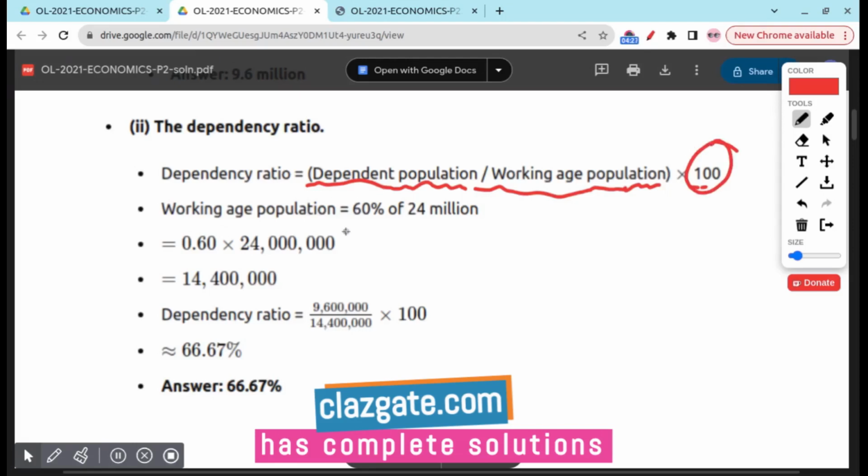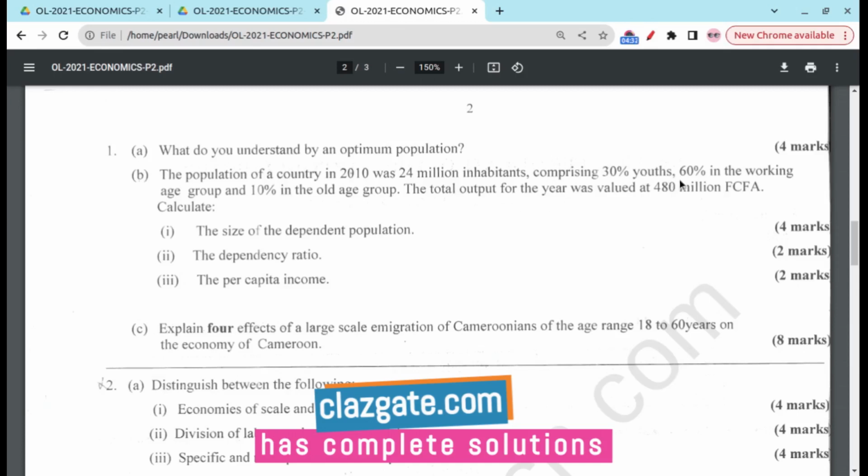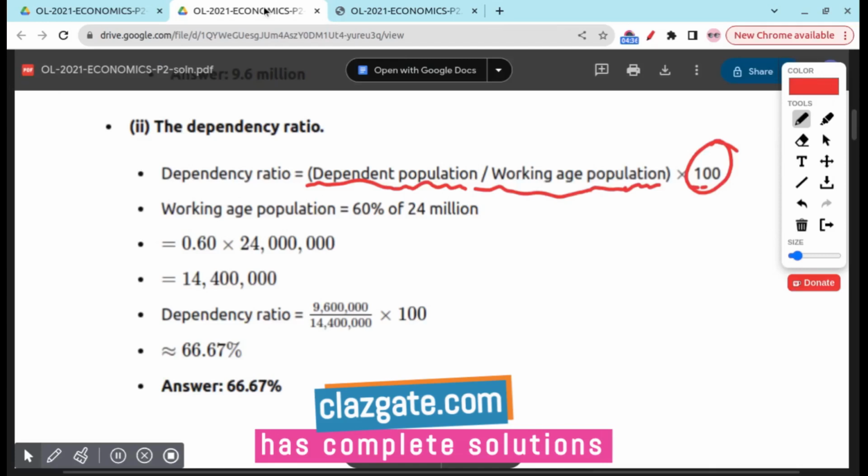So the working population, the equation is 60%. Let's check. Working population equation is 60%, the working age group. Good. So we have 60% of 24 million. This is 14,400,000. This is our working age population. So for the dependency ratio, don't use the percentage and divide it. It's not by percentage. Don't forget, you have to calculate the population first.